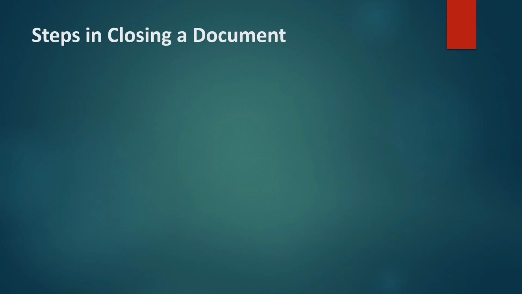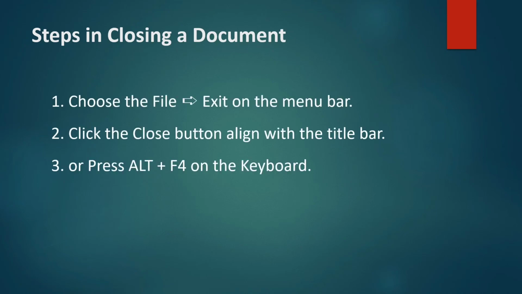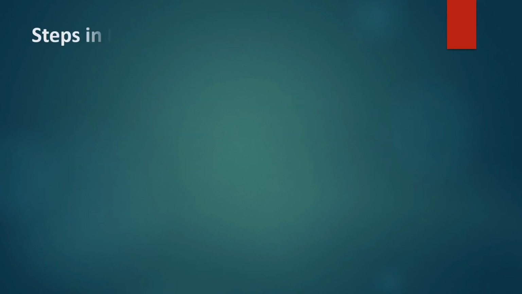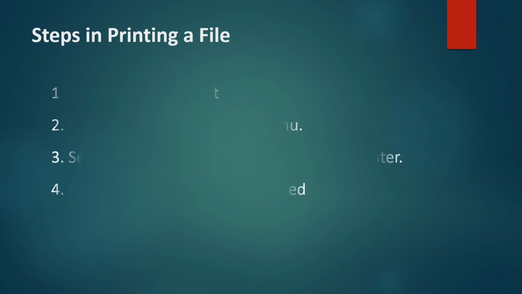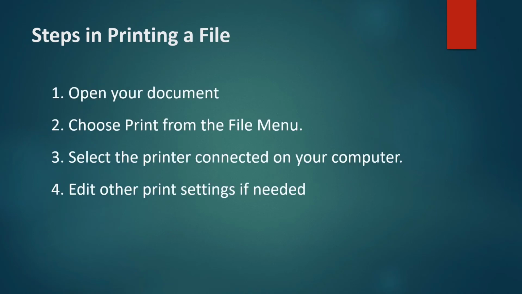Steps in closing a document. Choose the File menu, Exit on the menu bar, click the Close button aligned with the title bar, or press Alt plus F4 on the keyboard. Steps in printing a file. Open your document, choose Print from the File menu, select the printer connected on your computer, edit other print settings if needed.